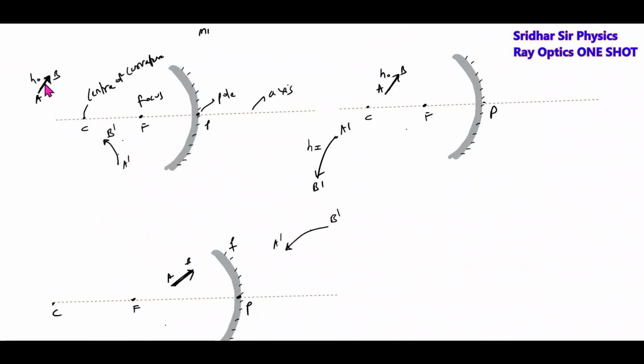Next one, if object is not on the principal axis, somewhere it is inclined here, then this length will form the object and correspondingly we will get the image. Then this will form the object height and correspondingly will form the image, and we'll get the curved length. This is straight line AB. A dash B dash will be a curved one. This is a real object. This is a real image.